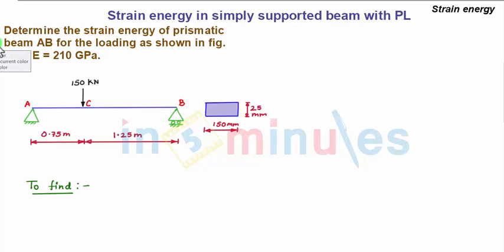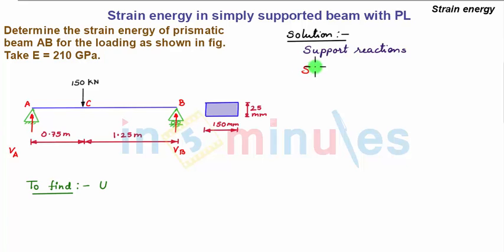In the problem we have been asked to find the strain energy U. So let's solve the problem. Let us first assume the two vertical support reactions at point A and B denoted by VA and VB respectively, and let us assume that both the support reactions are upward. So our first step is to determine support reactions.